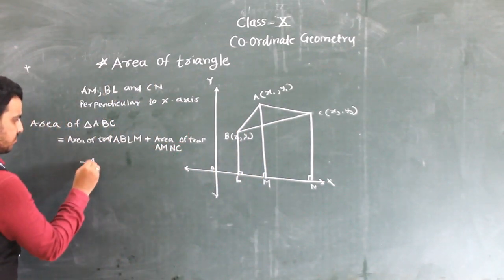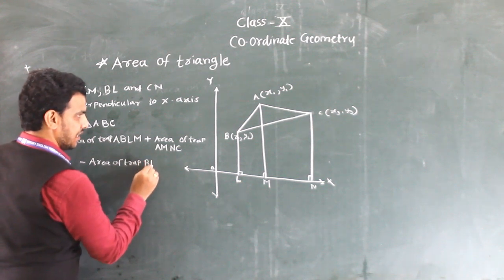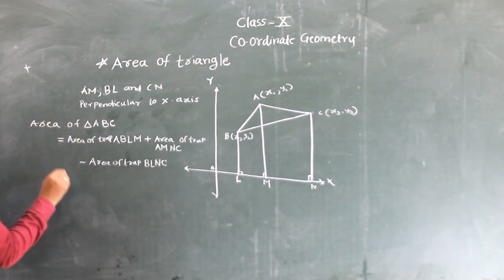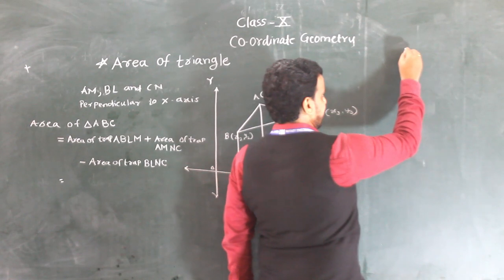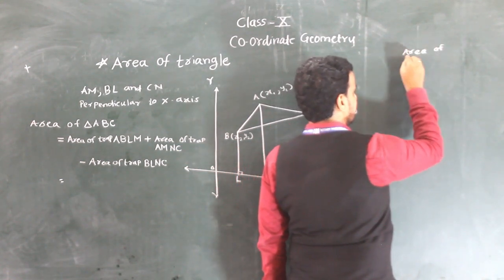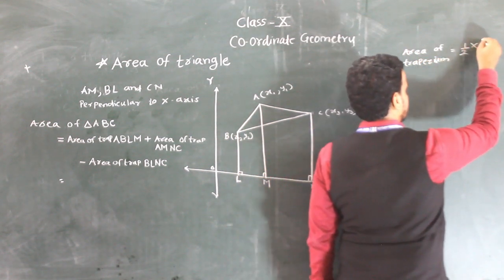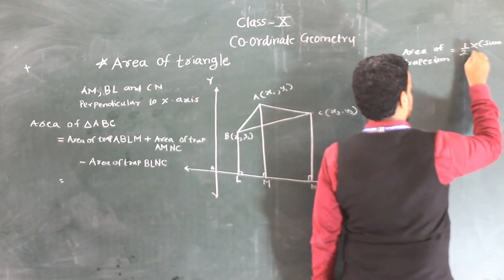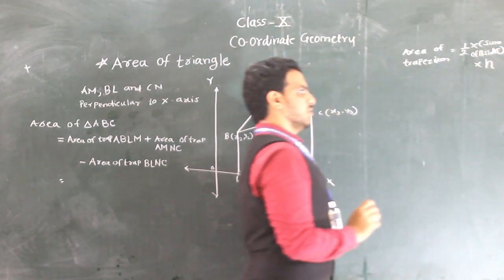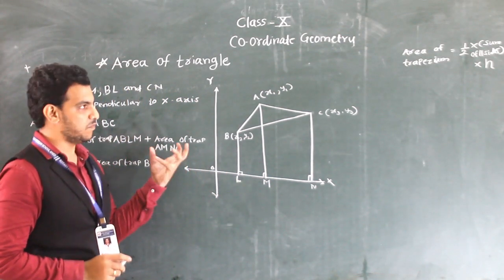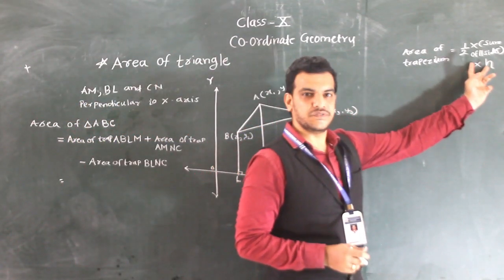So minus area of trapezium BLNC. Now we know how to find area of trapezium. The formula is: area of trapezium is equal to half into sum of parallel sides multiplied by height h, where height means the distance between the two parallel sides.